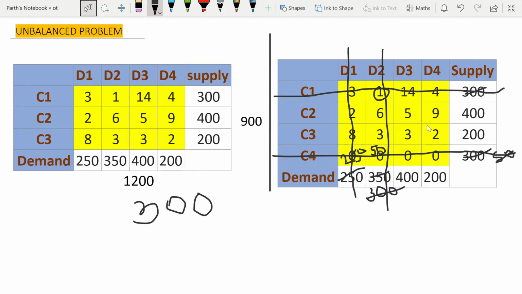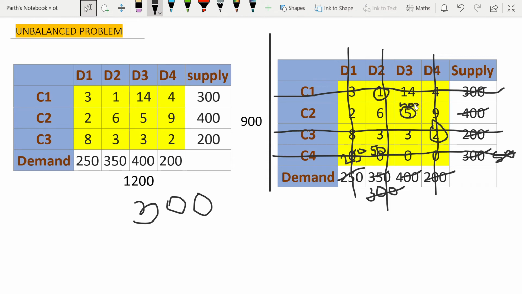Moving further, the minimum is 2. So in 2 we are having supply 200, demand 200. So again we'll cancel out D4 column and we'll cancel out C3 row. Now only one element is remaining, 5, and it is having demand of 400 and 400. So again you can cross verify. It's coming out to be same and allocation is 400.